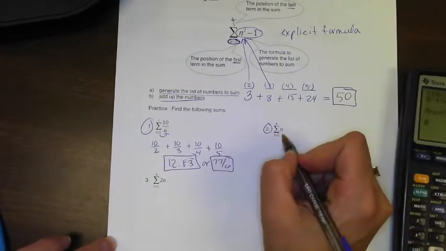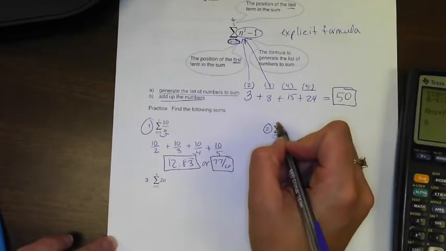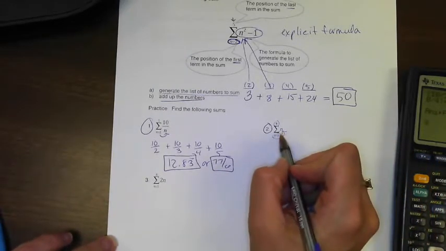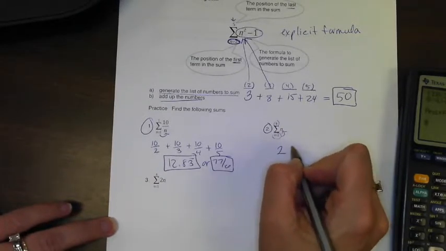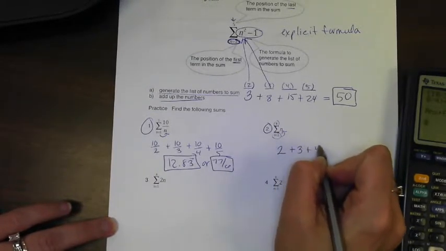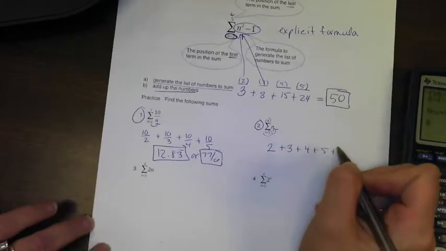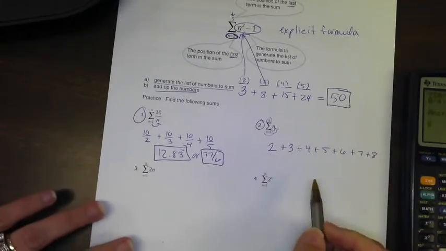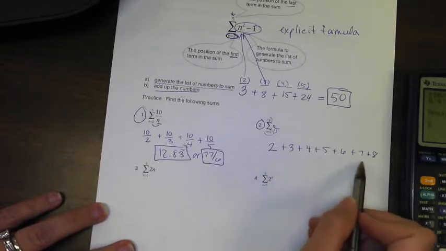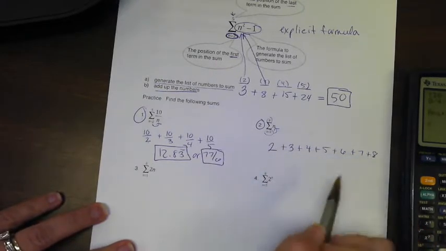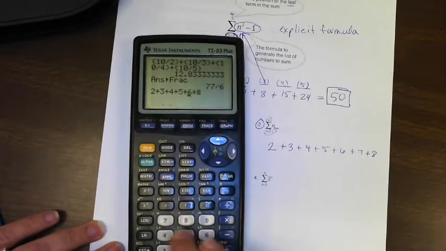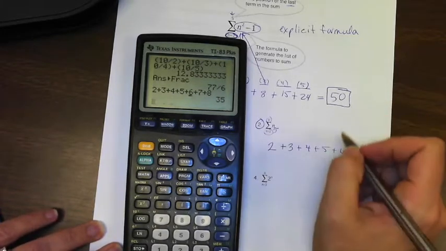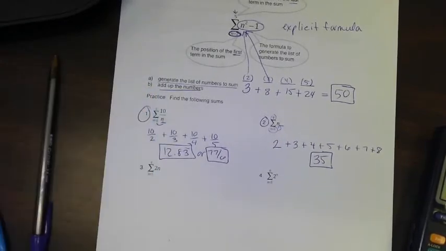Okay, and the second one, we start when n is 2 and we continue till n is 8. And this is an easy formula to plug into. So when n is 2, you just get 2. And when n is 3, you just get 3, and 4 and 5 and 6 and 7 and 8. And we stop when n is 8, which is clearly an arithmetic pattern. We're just adding by 1 each time. But add those up: 2 plus 3 plus 4 plus 5 plus 6 plus 7 plus 8, and I get 35. All right, your turn. Do the last two problems.